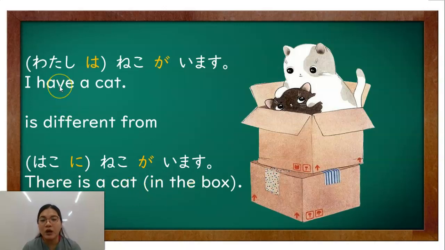Again, always remember if it's possession or existence. Since the first sentence, I have a cat, meron kang pusa, that means you have it. So that means possession. While on the other hand, there is a cat in the box. Tinutukoy mo lang na mayroong pusa sa box. So that means existence. Just be very careful about it.